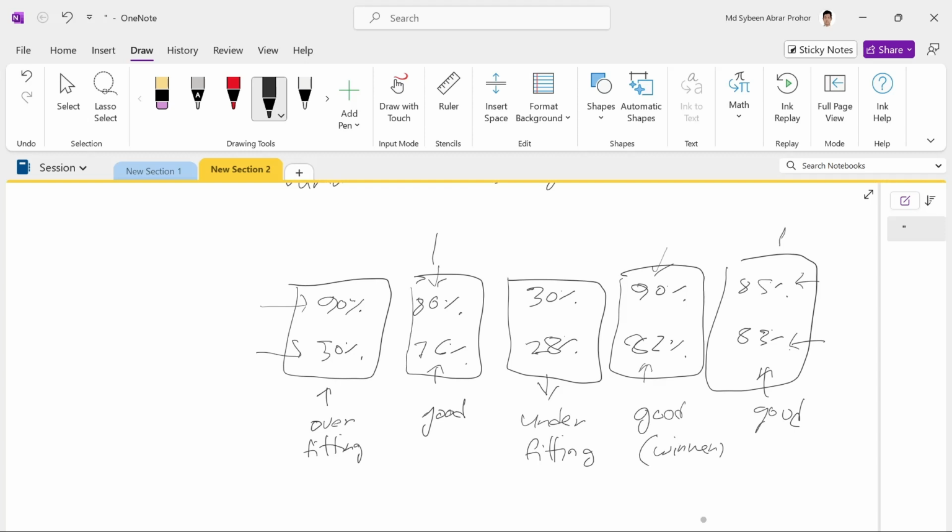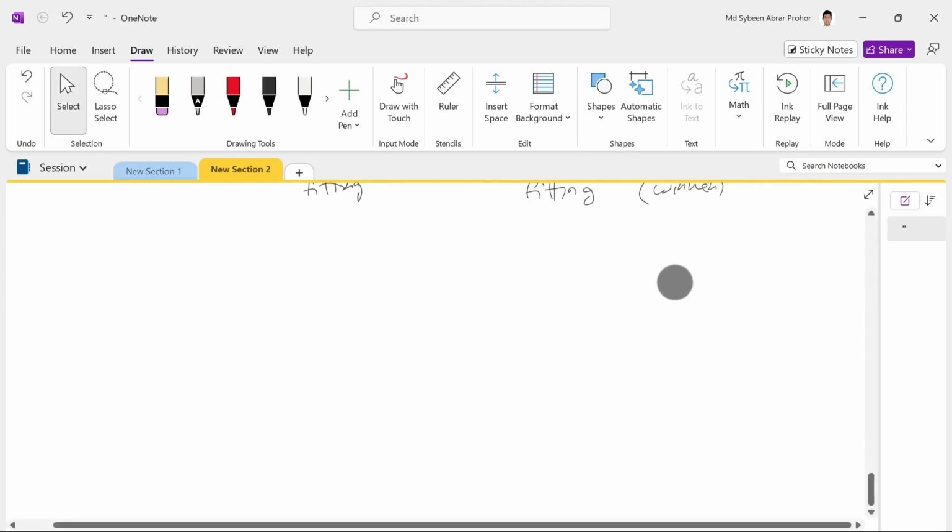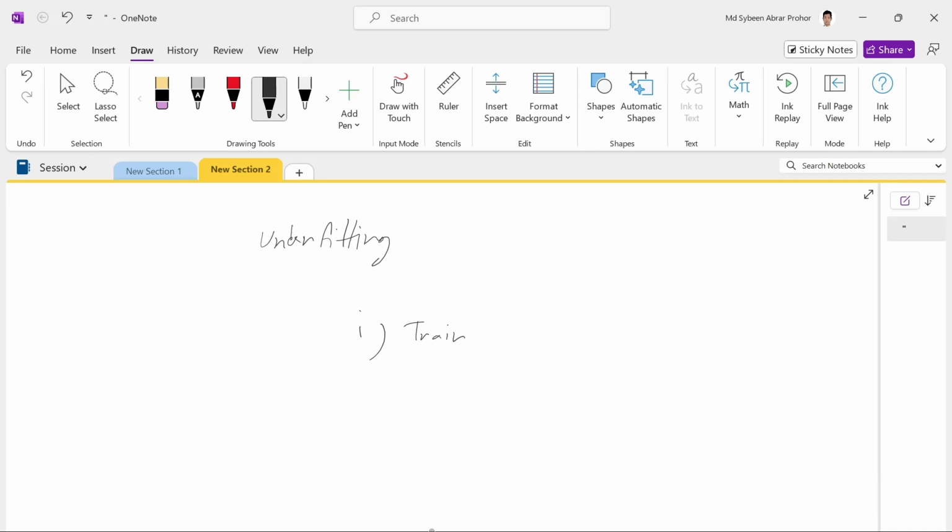So to reduce the bias and variance, we can use various tactics. For underfitting, we can use the solution of training time, then increase its features, and for example, underfitting is the opposite of overfitting.